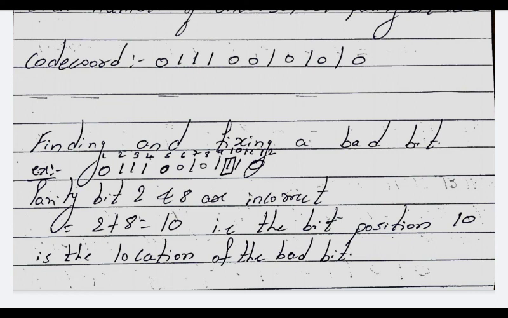Now you can modify the bit from 1 to 0. Check it once again. Now if you get all the parity bits correct, you have corrected the error. Now you remove the parity bits and separate the data, and the data is accepted by the receiver. In this way the Hamming code algorithm is executed.